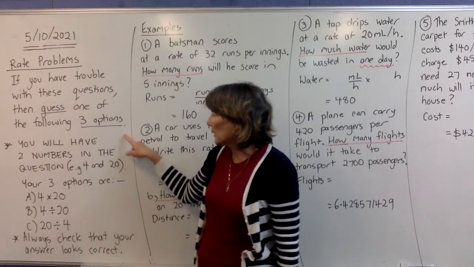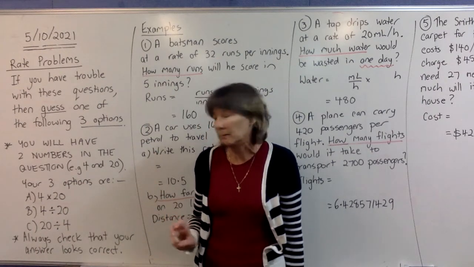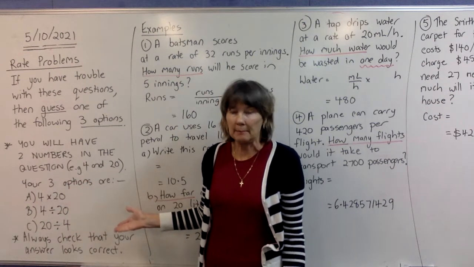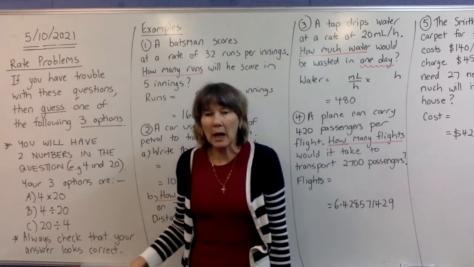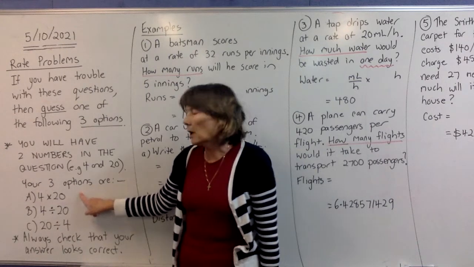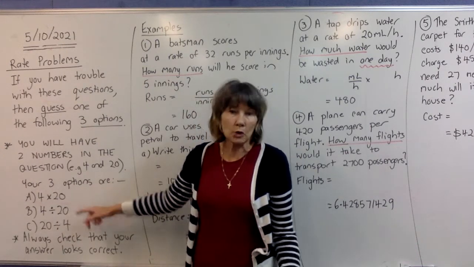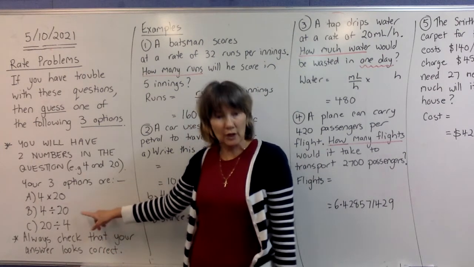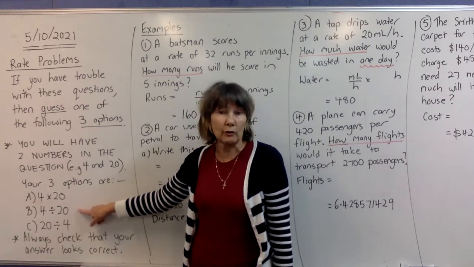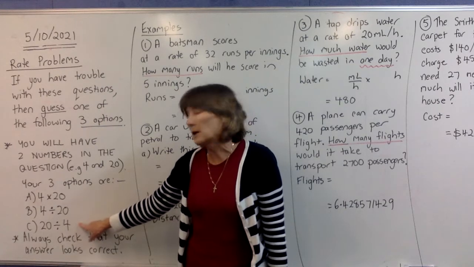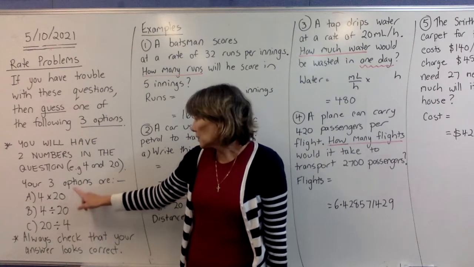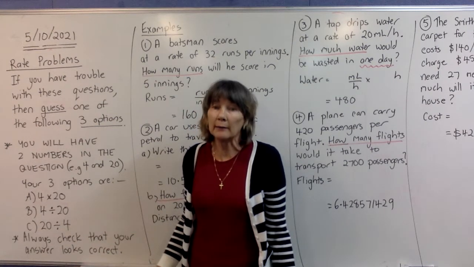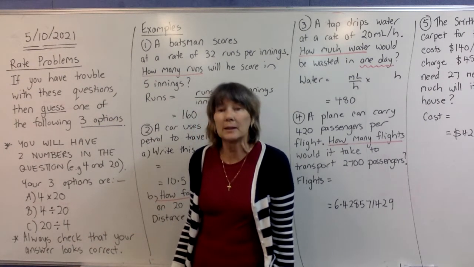Okay, so what will happen is you'll have 2 numbers in the question. So let's, for example, say that you've got a 4 and a 20. So your 3 options are you going to multiply them, 4 times 20, or 20 times 4, it's the same thing? Or are you going to do a division? Now, if you do a division, you might do 4 divided by 20, or you might do 20 divided by 4. So you've got one of 3 things that you can do, and you might just get it right, okay, even if you don't really understand it.